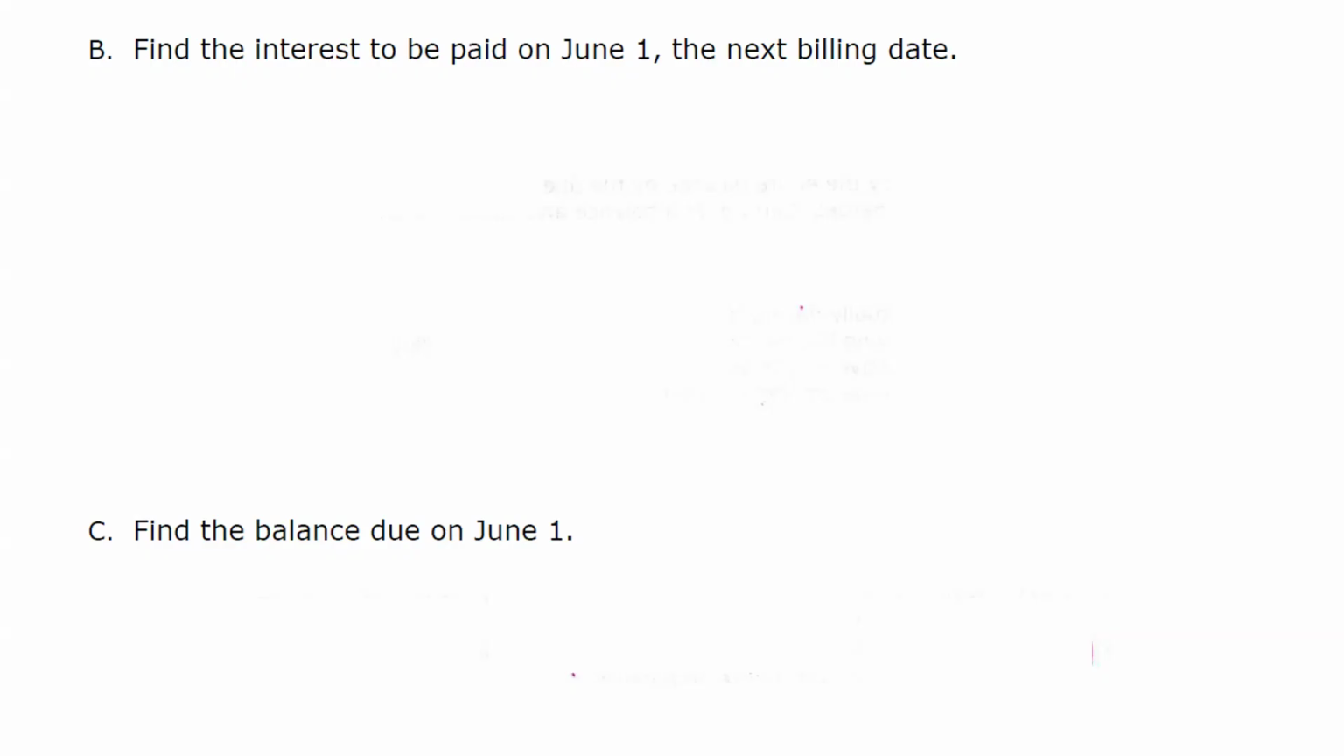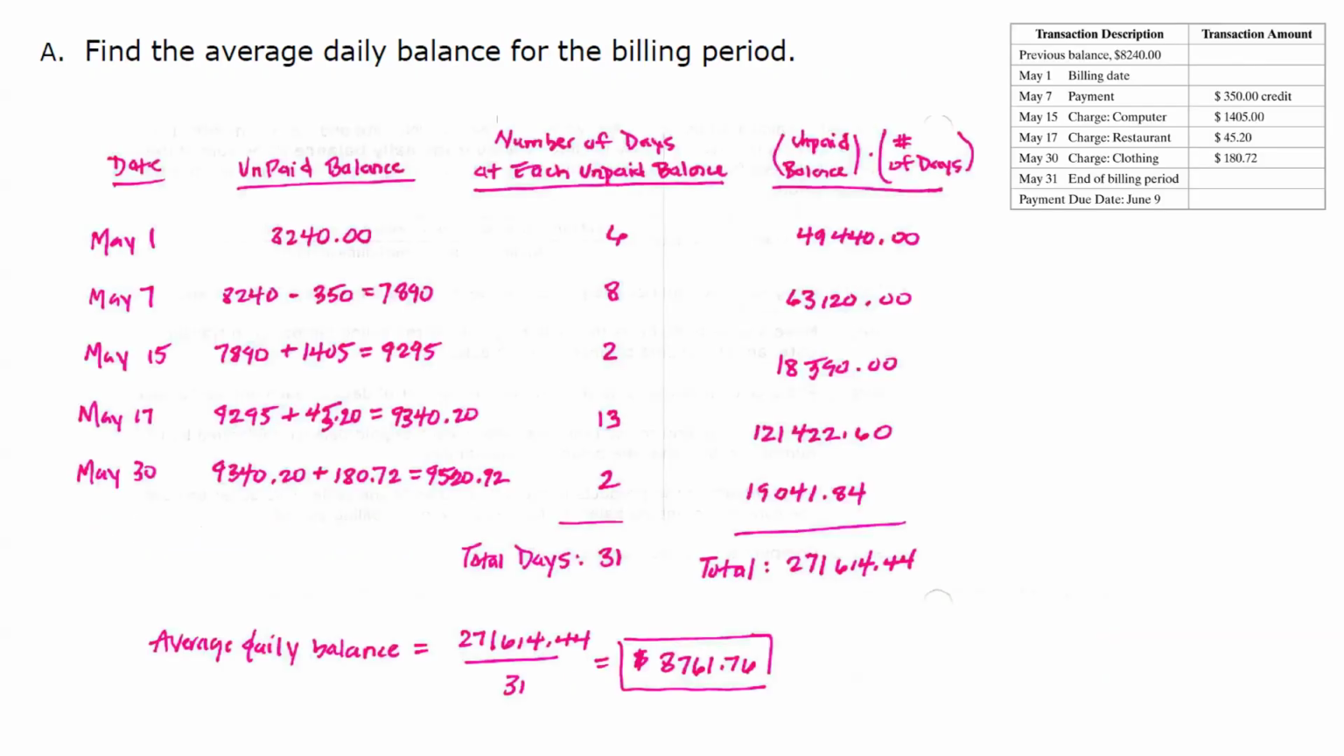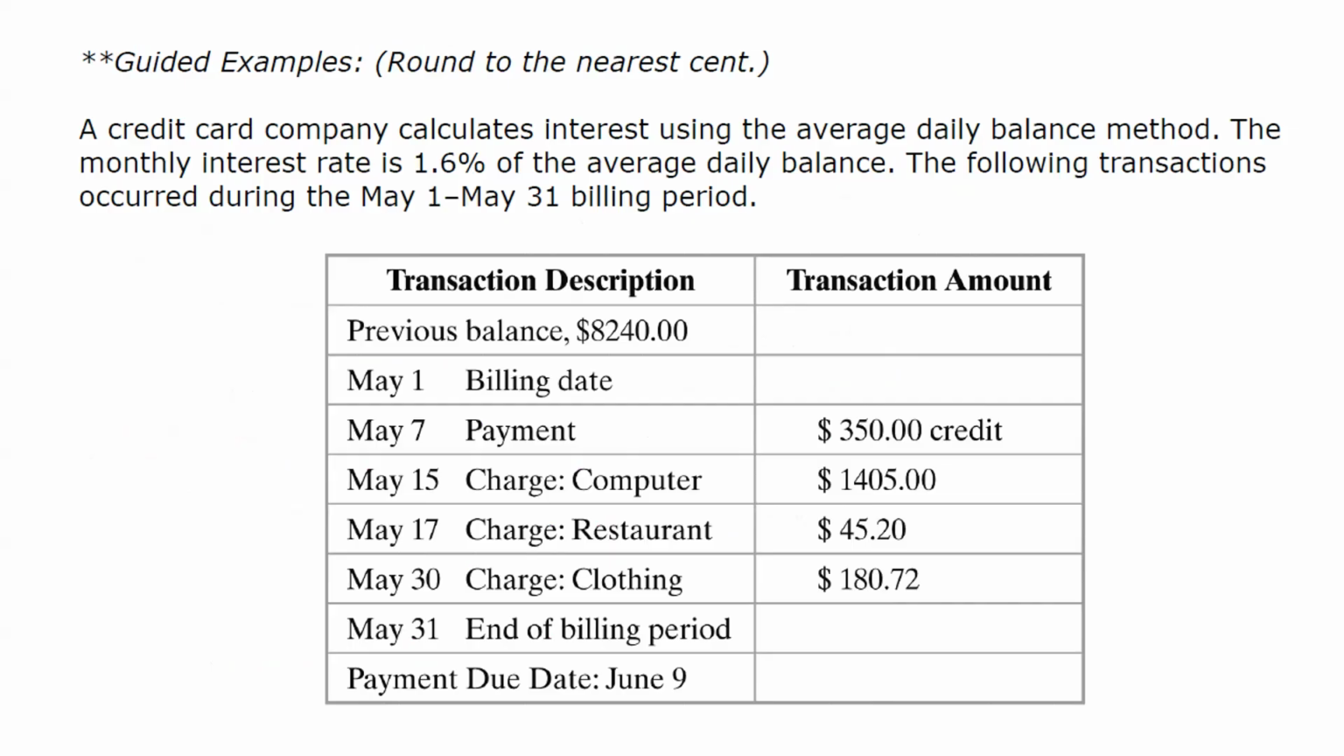Okay. So now for B, we're asked to find the interest to be paid on June 1st, the next billing date. All right. So our monthly interest rate, if we go back to our previous problem, is 1.6%. Okay, so that is our interest that we will need.